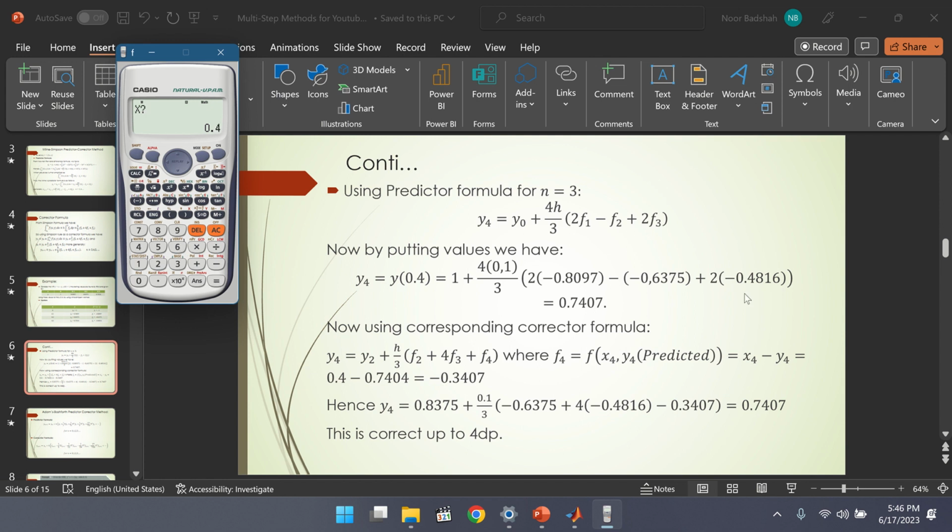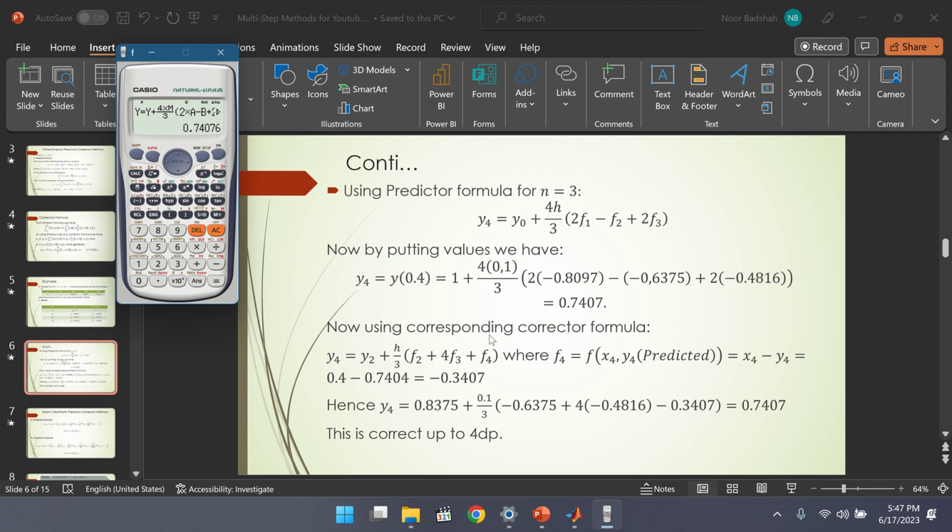Okay, now it asks for x as well for this formula, and we know x is what? x was 0.4. So just give it 0.4. Then we press equal. You see that we get 0.7407 up to 4 dp.